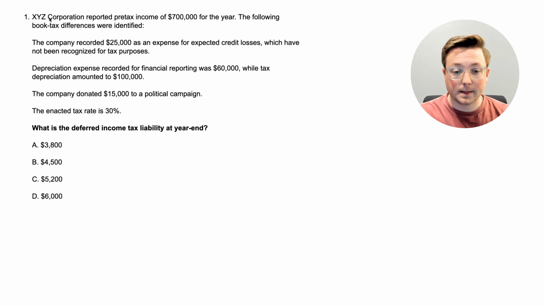Let's go up to the top now, and we can kind of be thinking about this as we read through the rest of this. XYZ Corporation reported pre-tax income of $700,000 for the year. The following book tax differences were identified. The company recorded $25,000 as an expense for expected credit losses, which have not been recognized for tax purposes. Depreciation expense recorded for financial reporting was $60,000, while tax depreciation amounted to $100,000. The company donated $15,000 to a political campaign, and the enacted tax rate is 30%. So with all that information, again, what is the deferred income tax liability at year end?